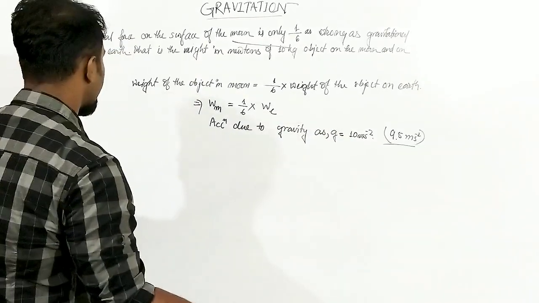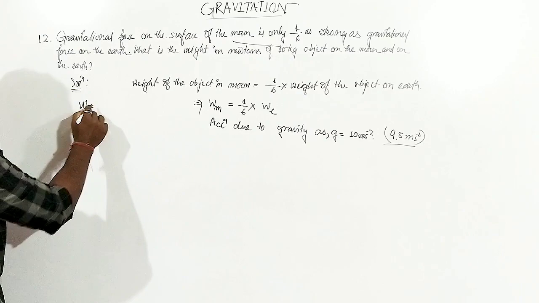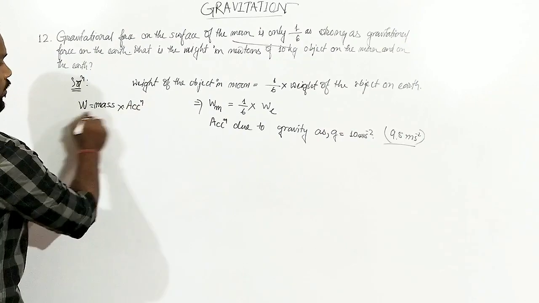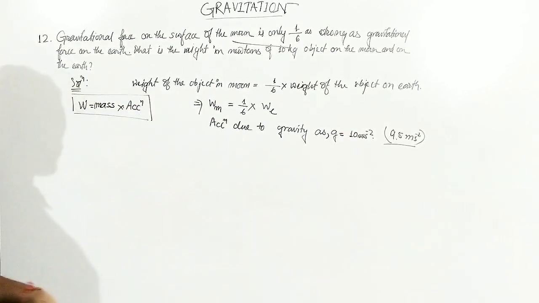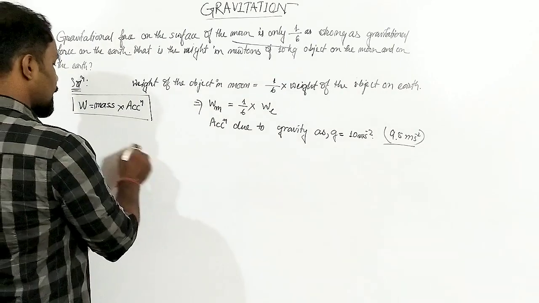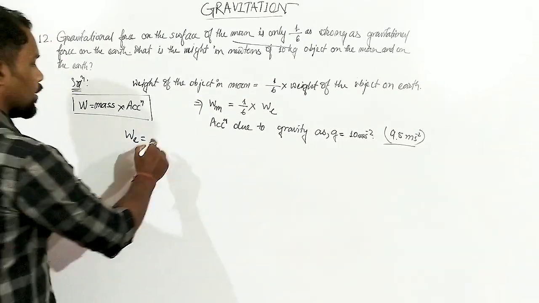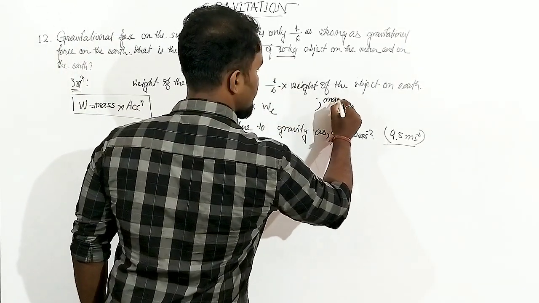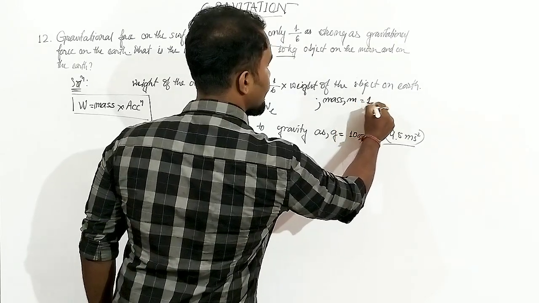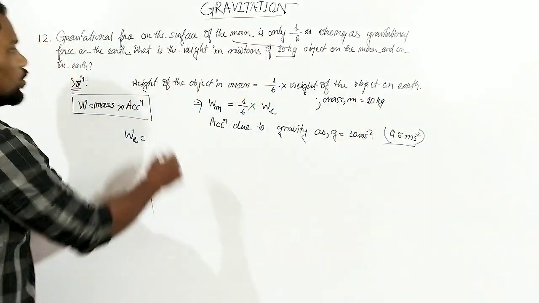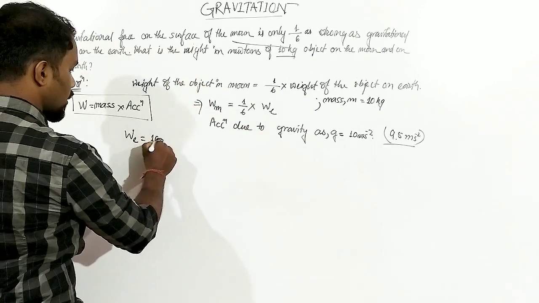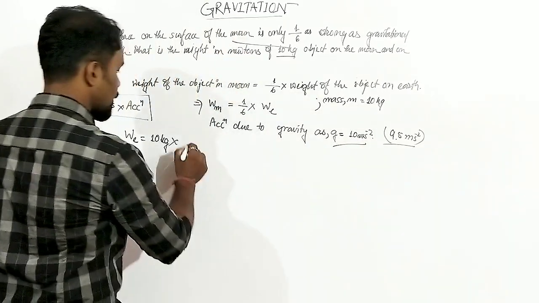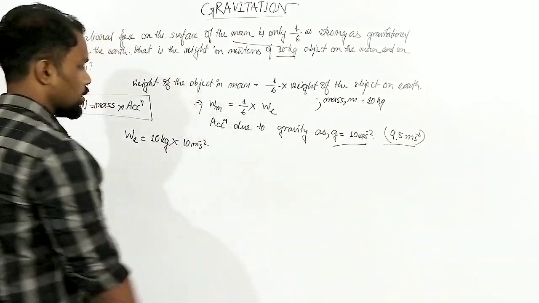Again, we know that the weight of an object, W, is mass into acceleration. That is the main relation that I am going to use. So first we'll consider We, the weight of the object on earth. Mass m is given as 10 kg. And the acceleration that we have considered is g equal to 10 meter per second square.